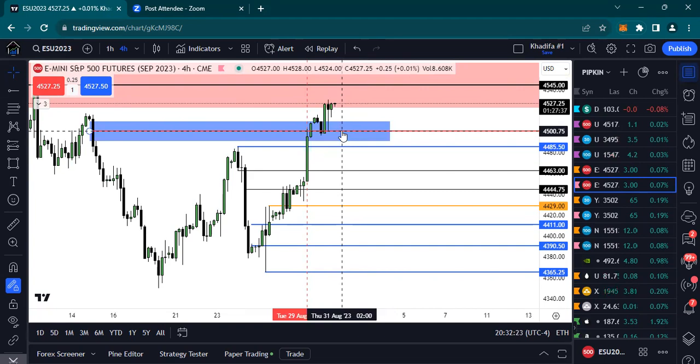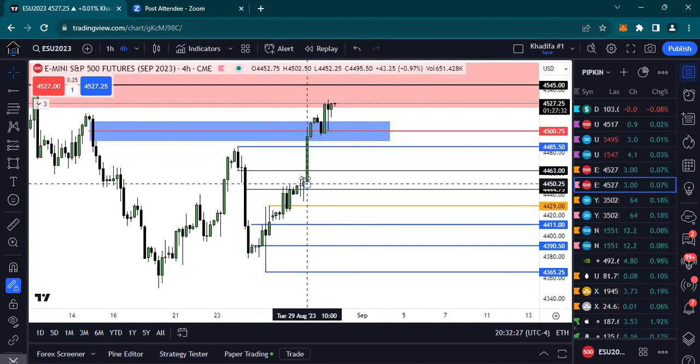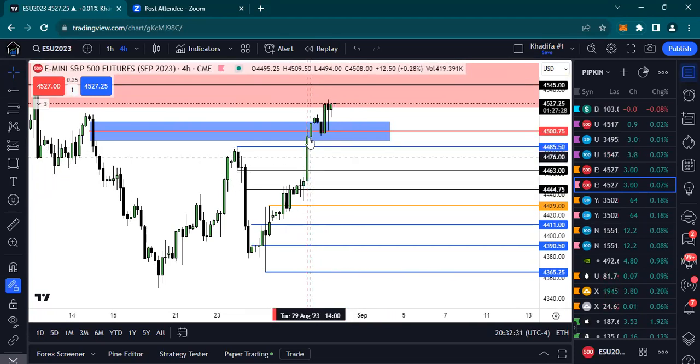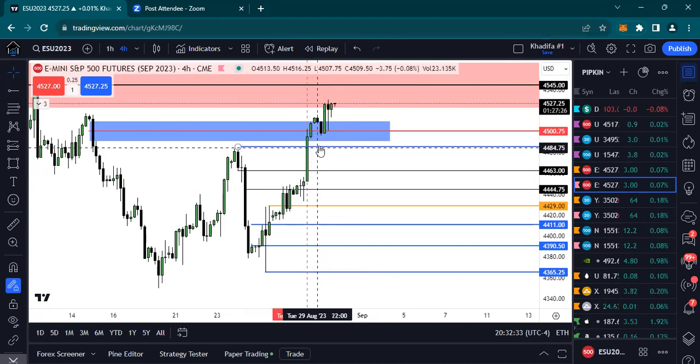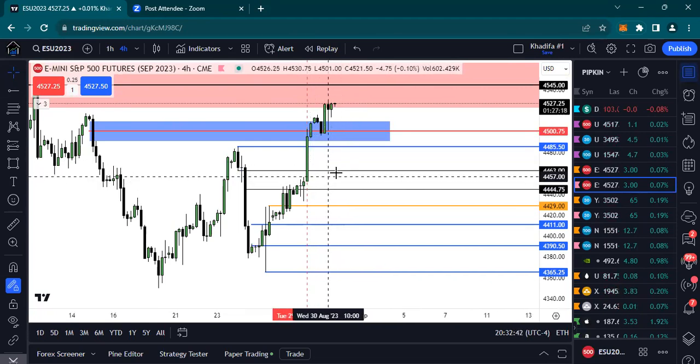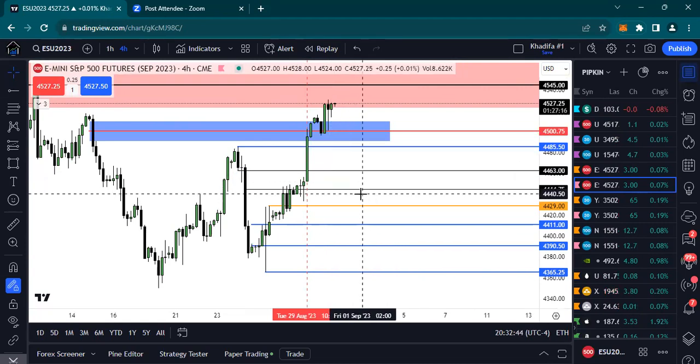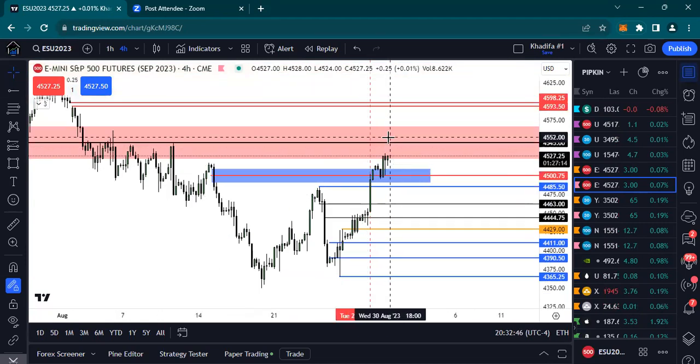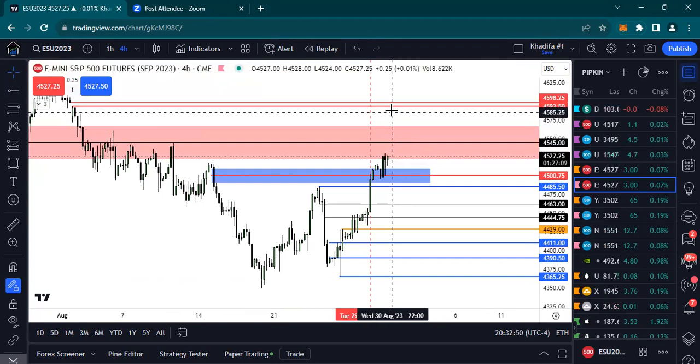If we close below this consequent encroachment, I expect price to fill in this imbalance that we created yesterday with yesterday's news, and potentially come back down to retest Thursday's PD arrays. Then we'll see how price action reacts to those levels. If we close above this consequent encroachment, then I expect us to run up to that liquidity.